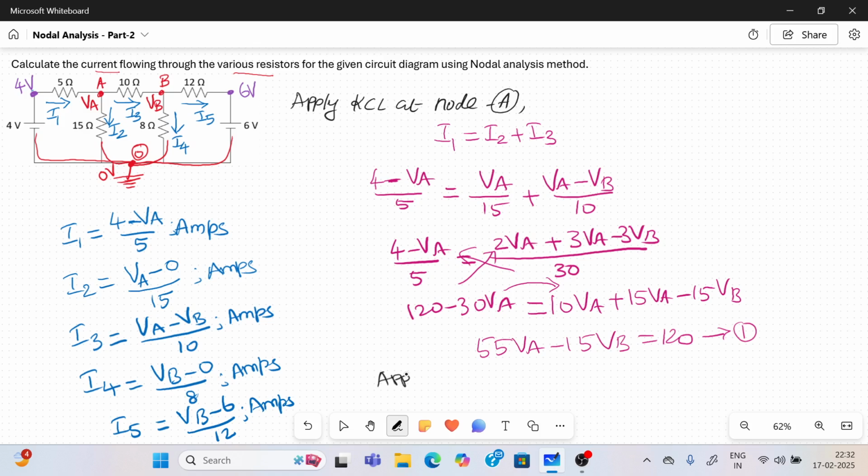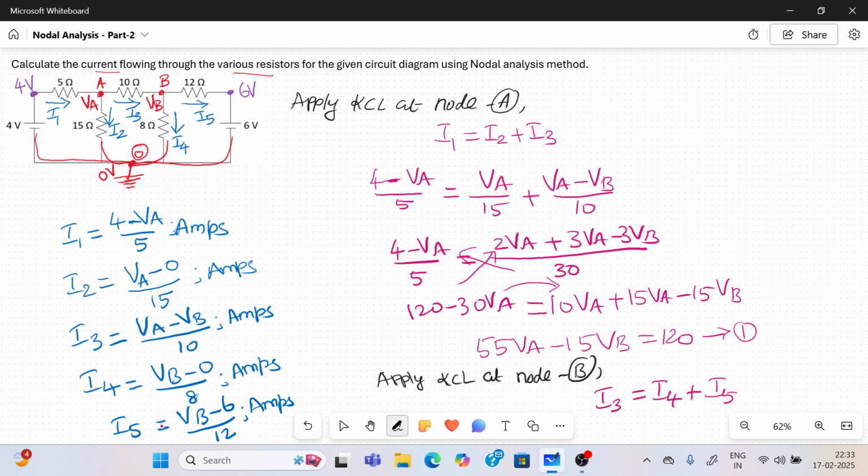Then we have to go for applying KCL at node B. At node B. What is the node B? So this is the node B. What are the currents? I3, I4, I5. So now what happened? Your I3 is the incoming current, right? I3 is the current entering. I4 and I5 are leaving. So I3 is equal to I4 plus I5.